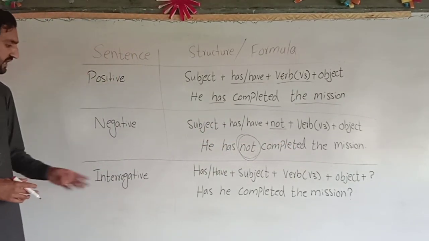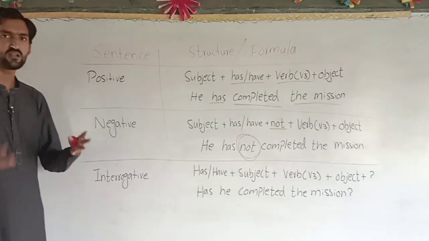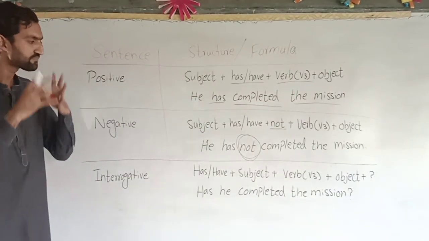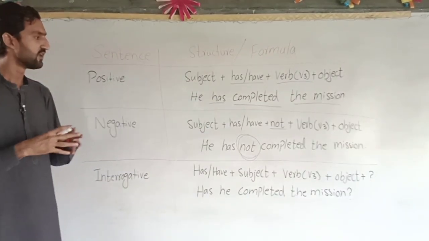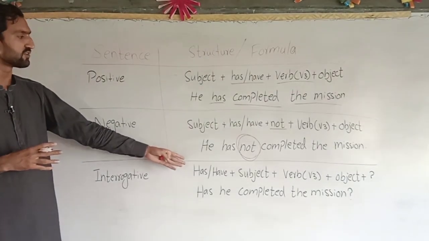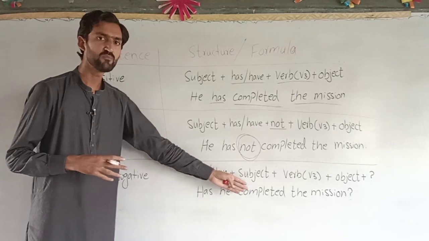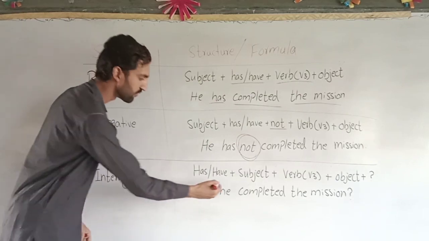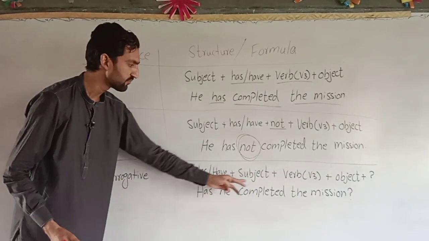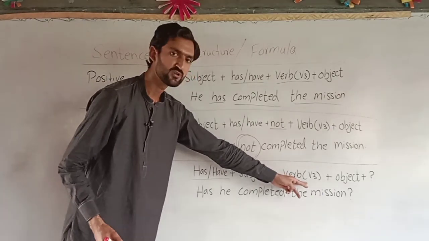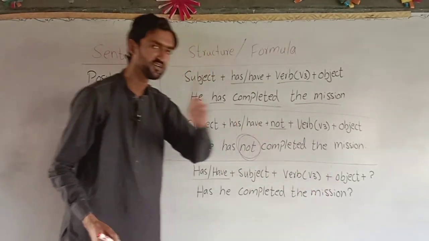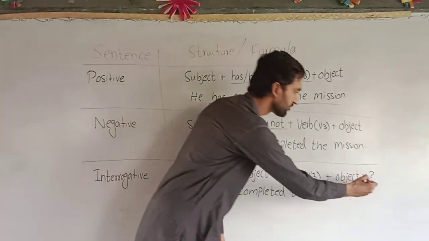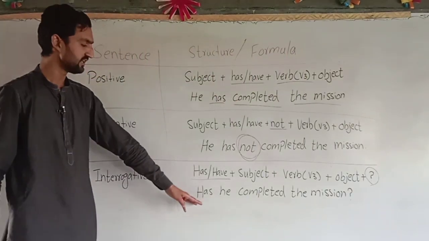Next we have interrogative type of sentences. What is interrogative? Interrogative means a question type of sentence. Whenever we use question sentences, we use present perfect for this purpose. In the formula and structure of interrogative sentences, we put the helping verb before the subject. After the helping verb we use the subject, then the third form of the verb and end with the object. Additionally we add one thing in interrogative sentences, that is the question mark.